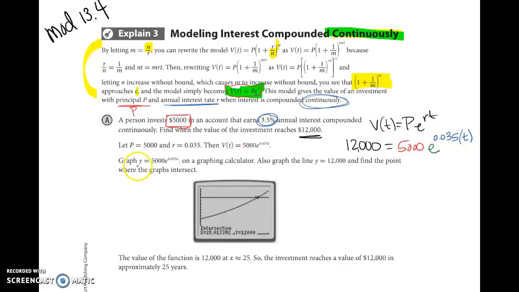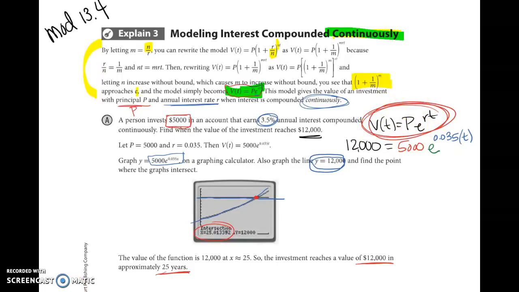So if I do what we did before, we can graph y equals 12,000, and so they did that here. And then they also graph this side, and you're finding where they intersect. So where they intersect here is x equals approximately 25. So the investment reaches 12,000 in approximately 25 years. So the most important thing here is why are we using this formula versus this formula here? And that's because this one is continuously. So when you're talking about compounded continuously, this is the formula you're going to use.